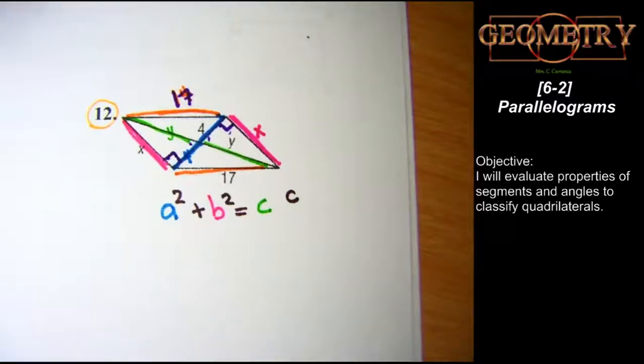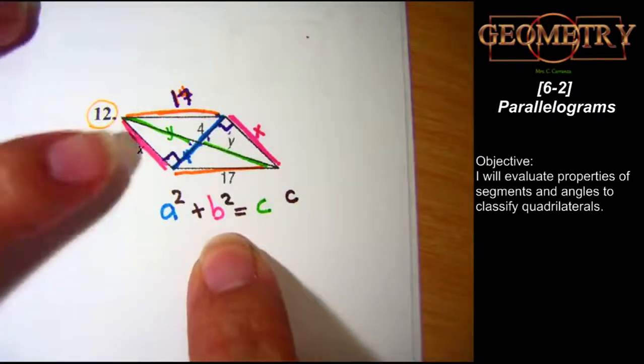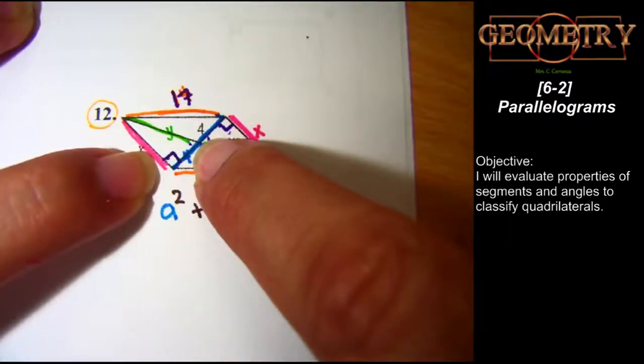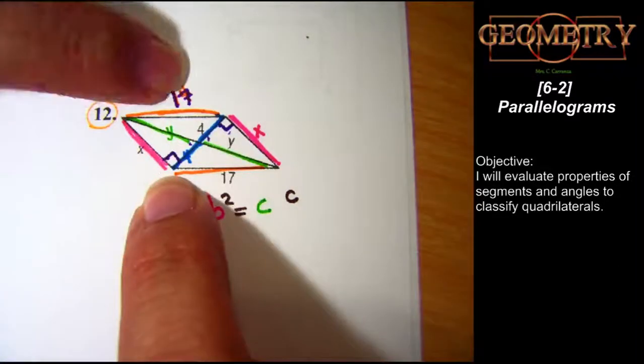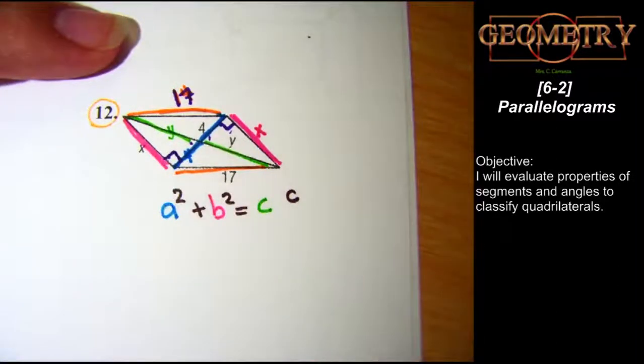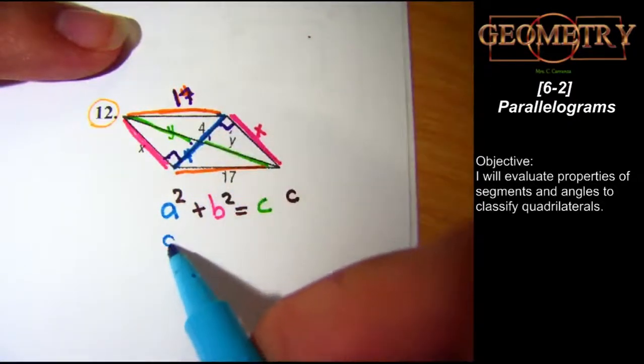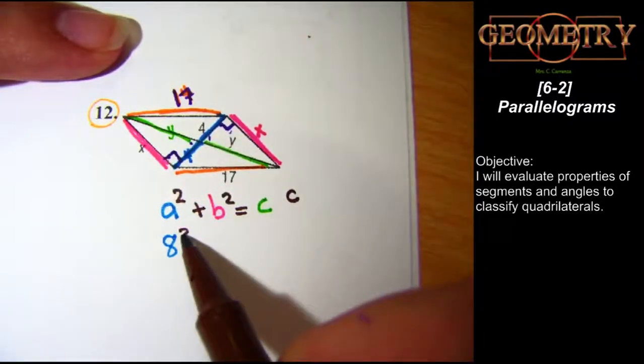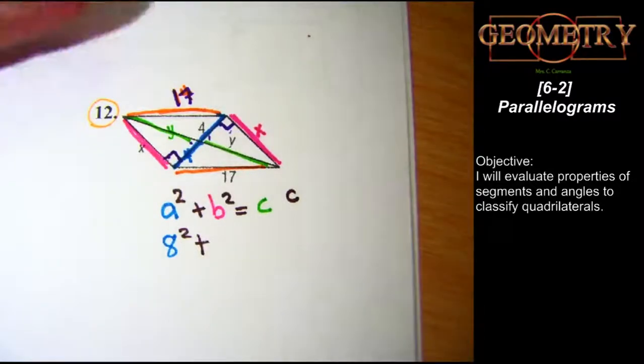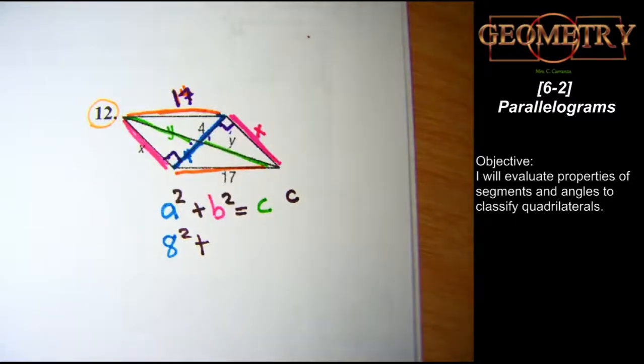Okay. So we need to figure out which is A, which is B, and which is C. Here's how I remember it. A and B make the right angle, and C is the one across from it. So A is colored in blue, so that's going to be 4 plus 4 or 8. They're always going to be, one is the base and one is the height. They're going to form the 90-degree angle. Doesn't matter which order, as long as you get both of them that form the 90-degree angle. And then C is the other one.